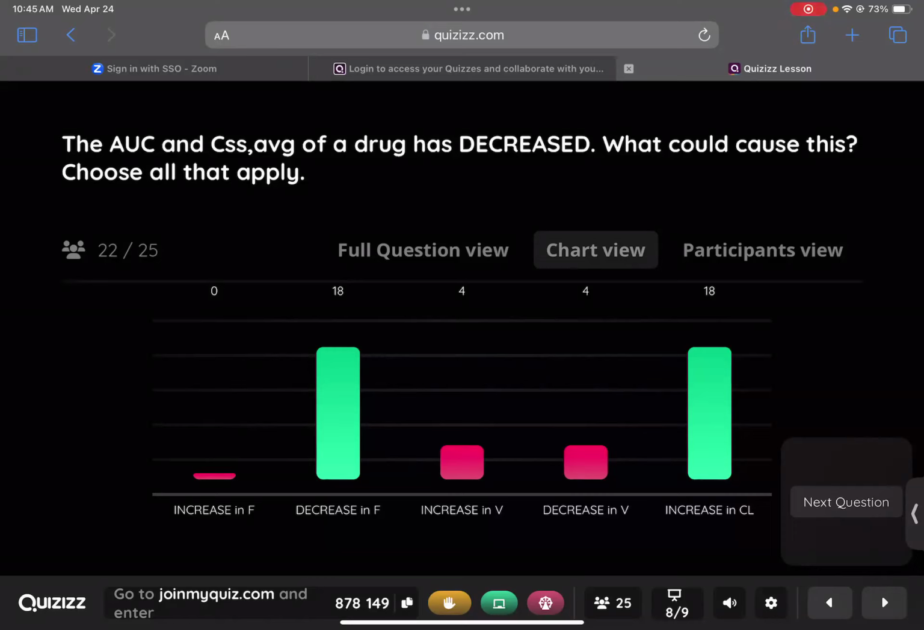So we know that bioavailability is a determinant of both. If bioavailability goes up, the area under the curve and the CSS average will go up. But in this case, we're going down. So if they go down, decreased bioavailability will cause a decrease in CSS average and area under the curve. The other determinant is drug out, which is clearance. So what would have to happen to have the CSS average decrease? The clearance would have to increase, right? So increased clearance is the other answer.